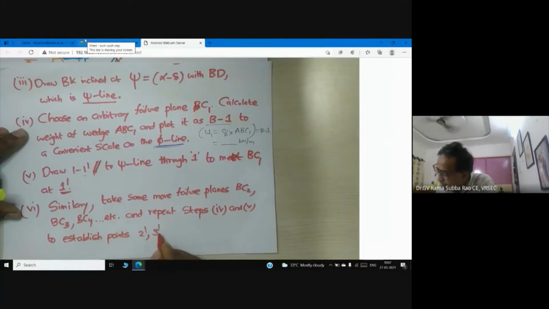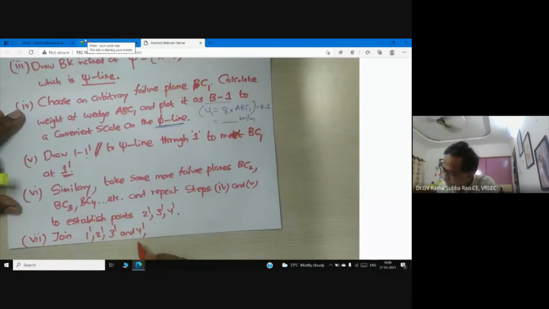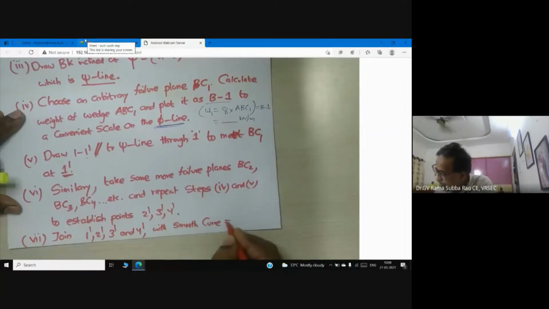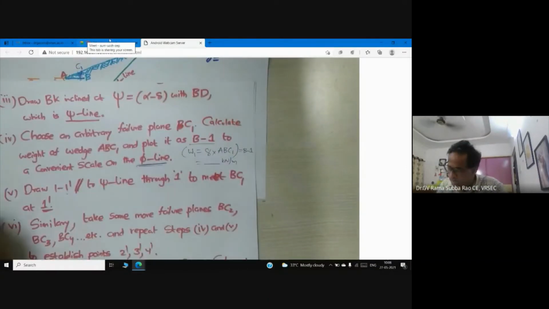2 dash, 3 dash, 4 dash. So this is now very important. Now the last one, join 1 dash, 2 dash, 3 dash and 4 dash, because we have considered 4 arbitrary planes. Join 1 dash, 2 dash, 3 dash, 4 dash with a smooth curve. This curve is called Culmann's curve.